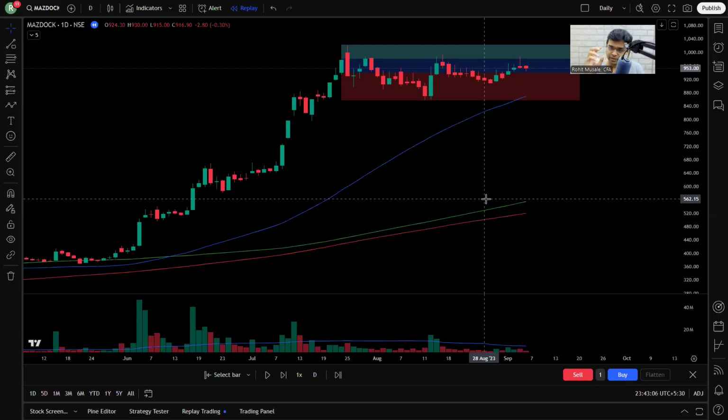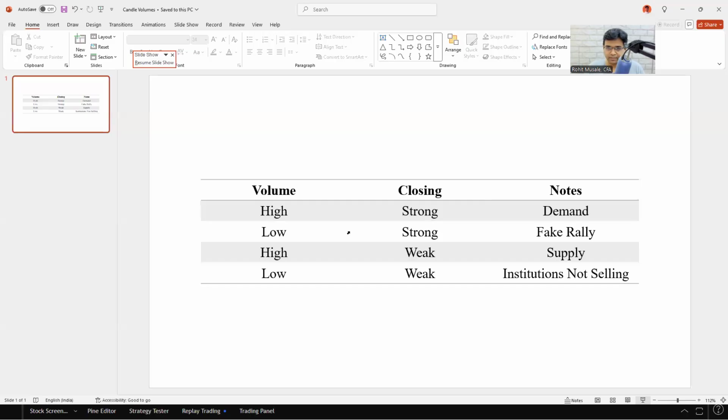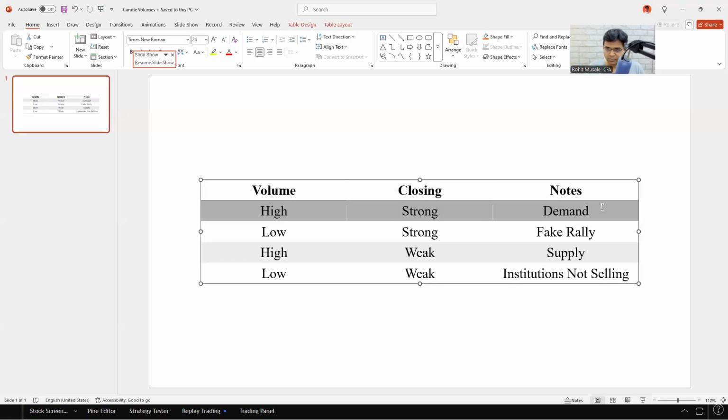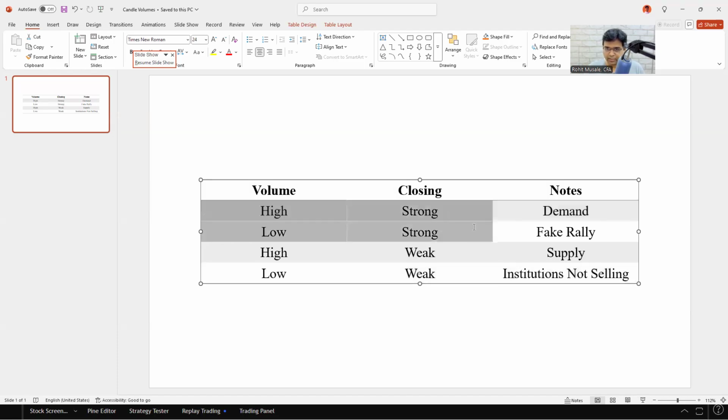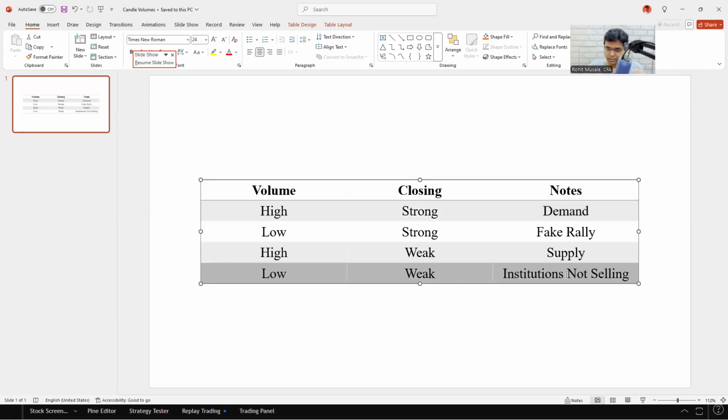So this is ideal. You need to understand this, which is demand, and you need to understand this. These are the two types of candles: high volume, strong closing, which indicates demand; low volume, weak closing, which represents that institutions are not selling. That is what we want inside the base. The more the number of candles like this, out of these two, the better is the base.